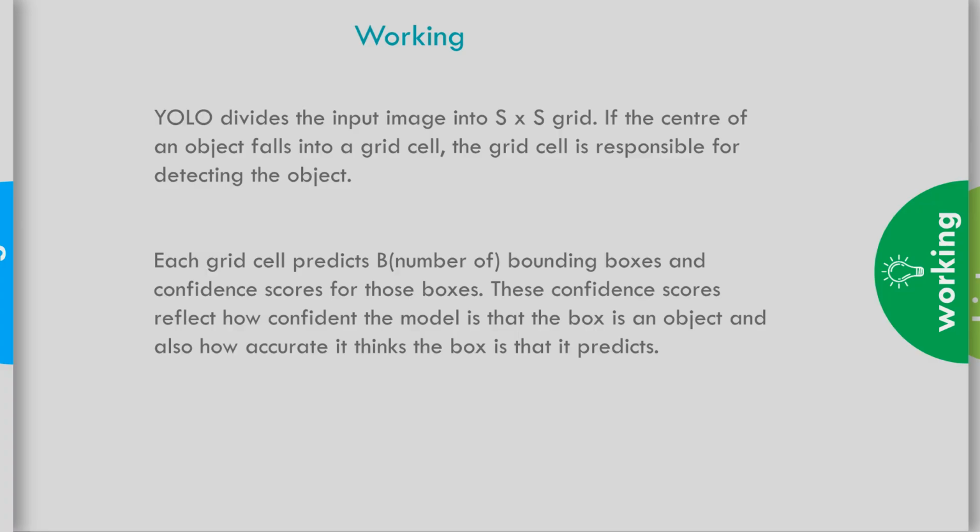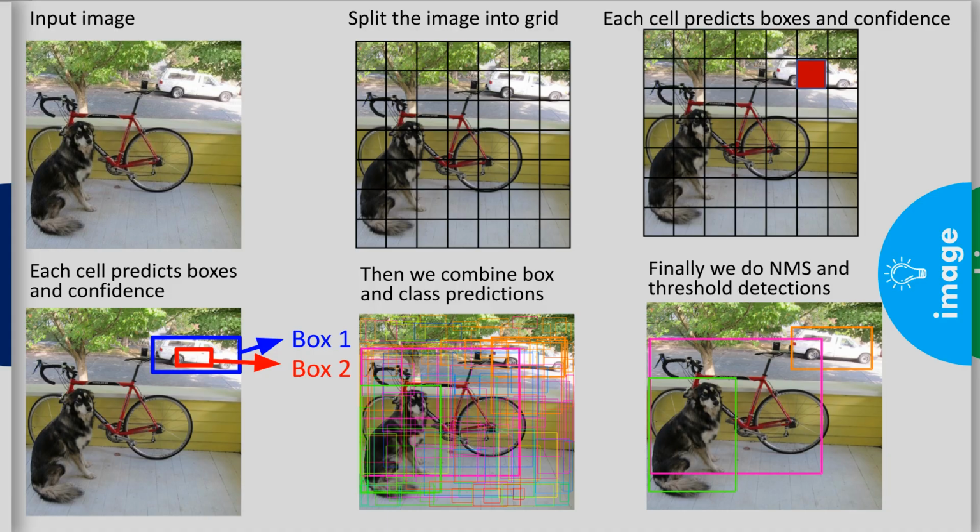The grid cell where the center of an object falls is responsible for detecting that object. Each cell predicts bounding boxes and confidence scores. The process involves splitting the image into a grid, having each cell predict boxes and confidence, combining box and class predictions, and finally applying non-maximum suppression, or NMS, and threshold detections.